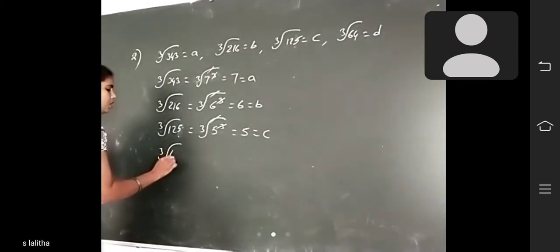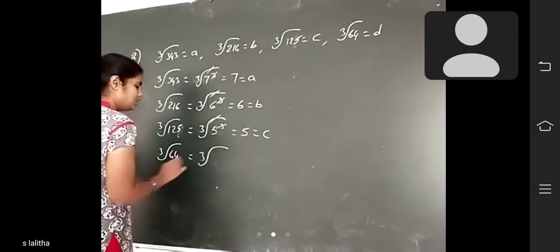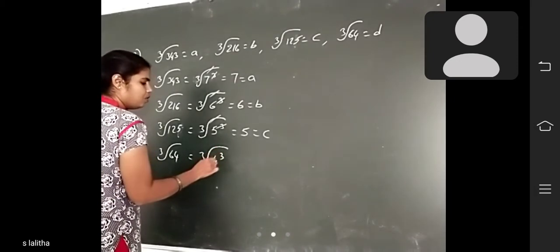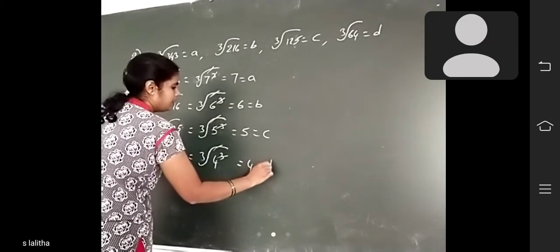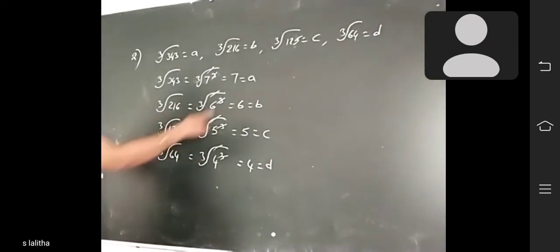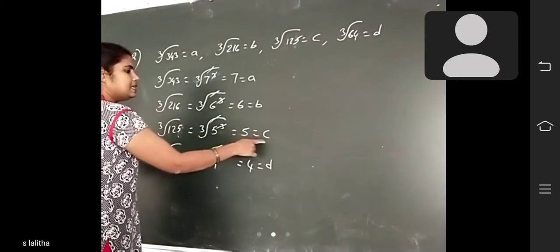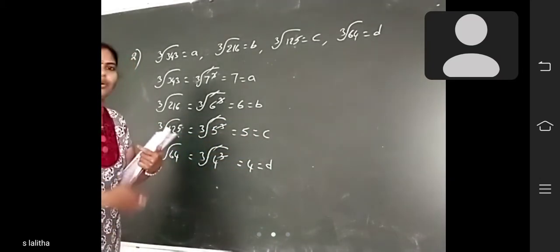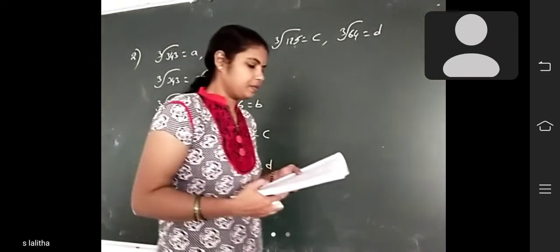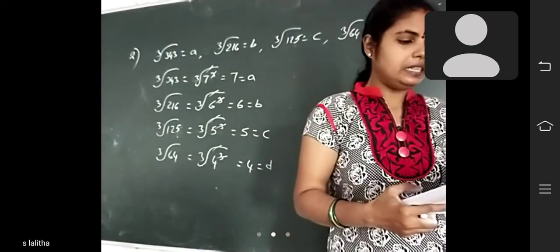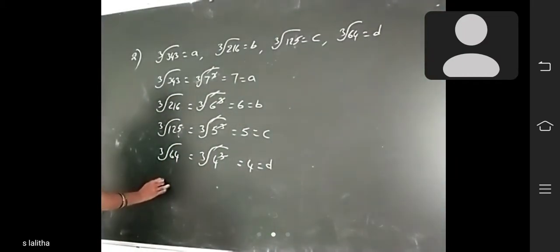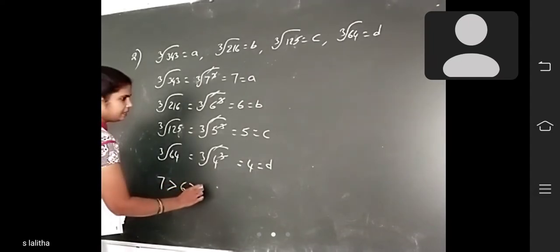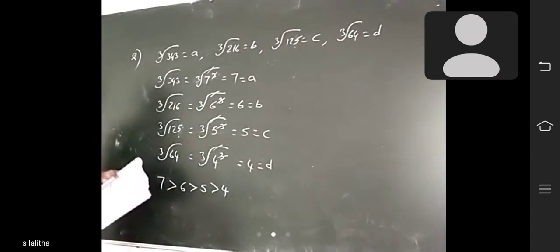Next, cube root of 64. Cube root of 64 can be written as 4 cube. So the cube root will be cancelled. 4 is equal to D. So A is equal to 7, B is equal to 6, C is equal to 5, D is equal to 4. Now you have to write in the descending order. That means 7 is greater than 6 is greater than 5 is greater than 4.